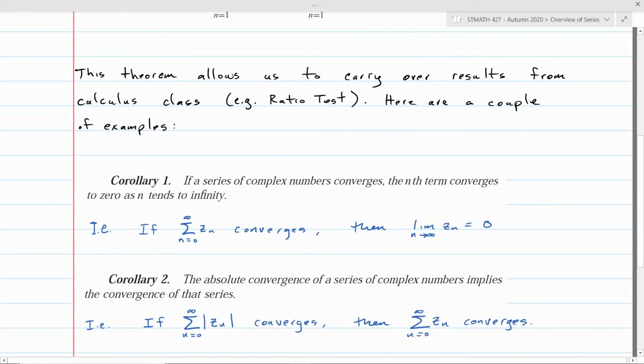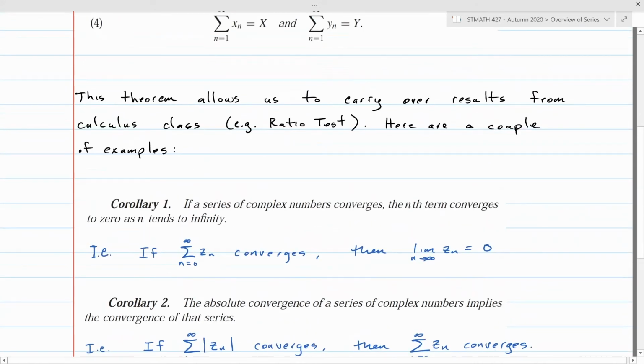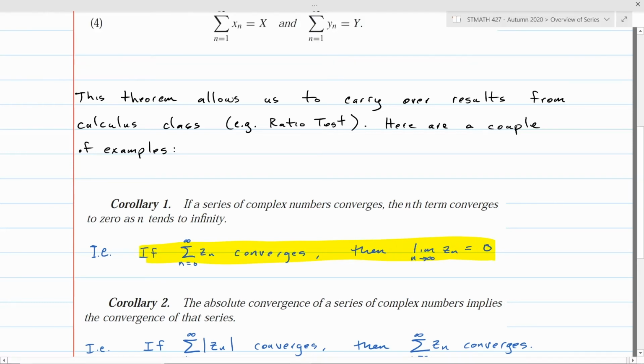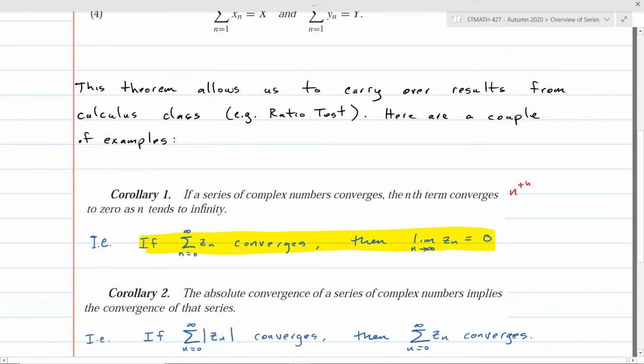It says that if you have a convergent series, then the terms that you're adding up have to tend to 0 as n goes to infinity. In other words, this. And back in calculus class, we gave a name to this. It's called the nth term divergence test.